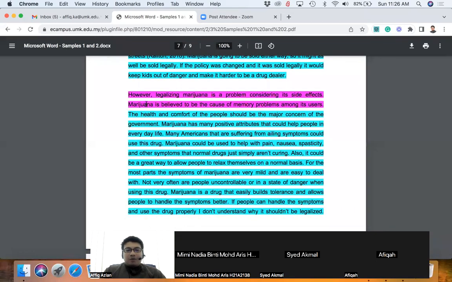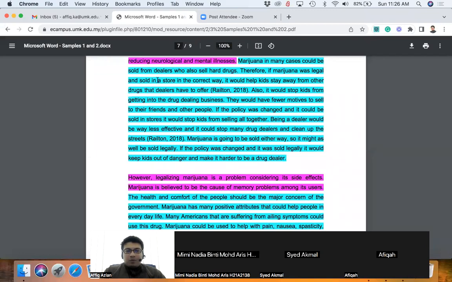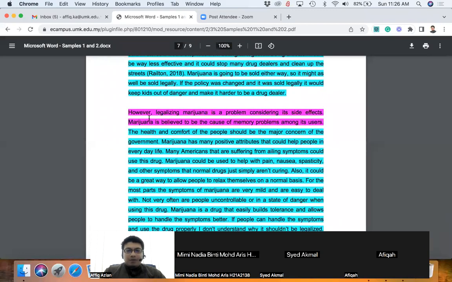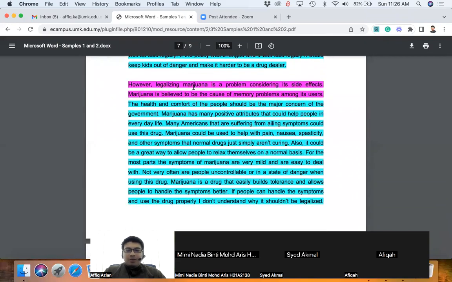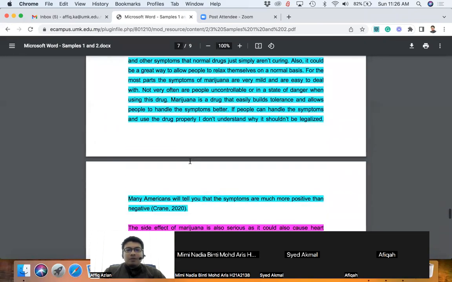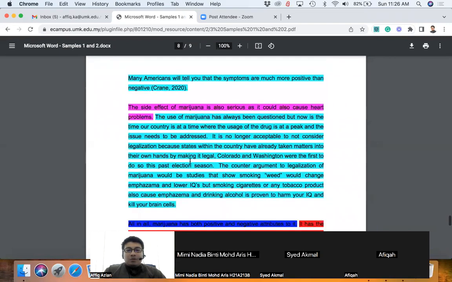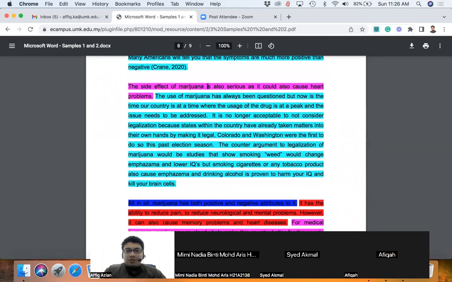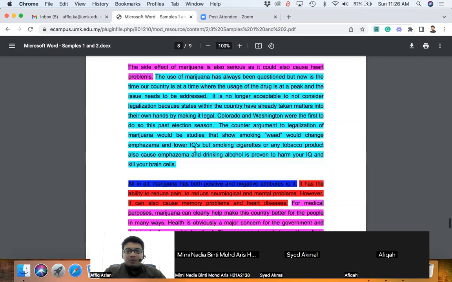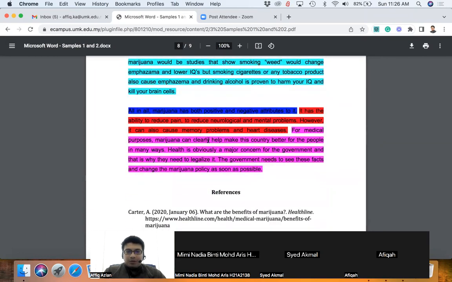The third paragraph, so you see the linking words that we have here. However, so we were talking about the positive, and now we are talking about the negative impact of marijuana. You have the topic sentence, main idea number 3, and the supporting details. The same goes for paragraph 4, the topic sentence, main idea number 4, and the supporting details, and then the conclusion. So you see, we have the concluding sentence.